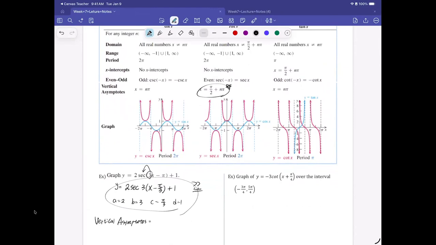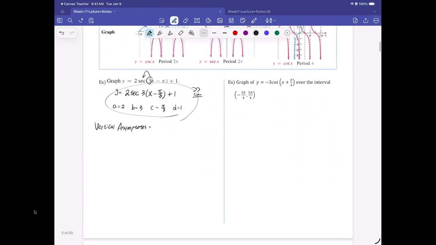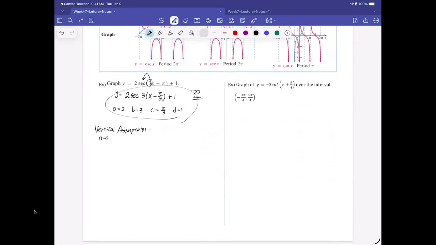x is equal to pi over 2 plus n pi. So when n is 0, then it's going to be 3 times x minus pi over 3 equal to n pi. And then next one, n is 1, 1 pi. I think that is enough.